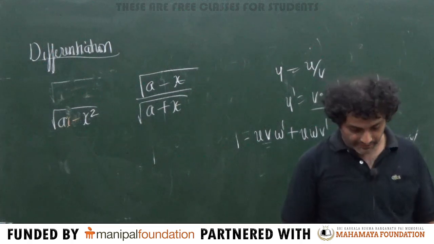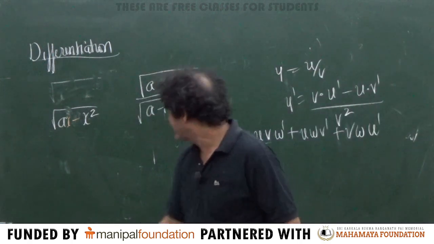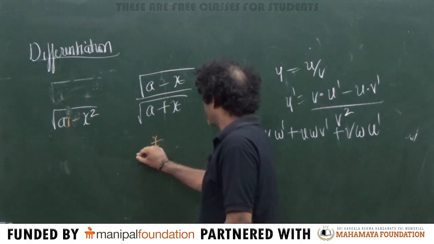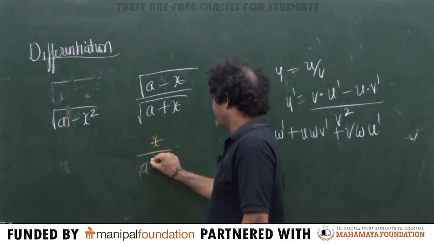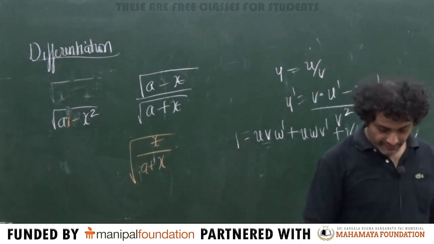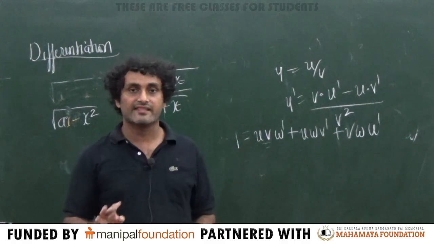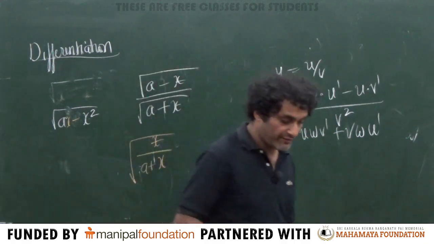What if it is root of x divided by a plus x? Put x equal to a tan square theta. This you have to put and simplify, okay.